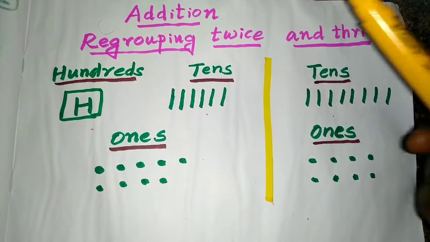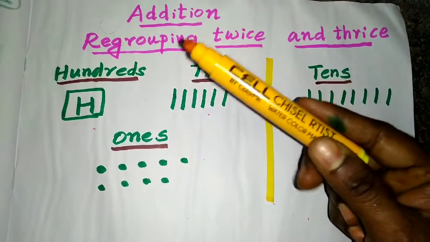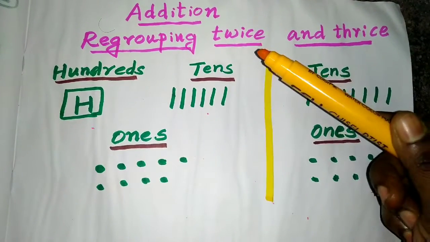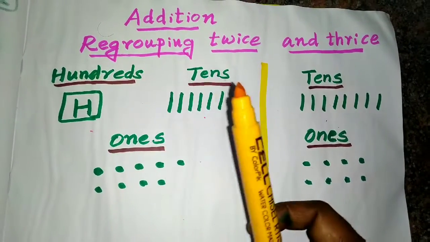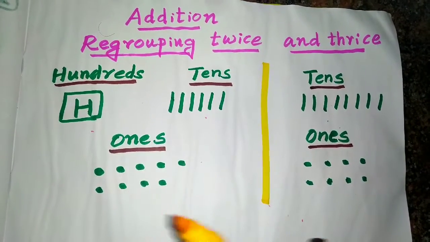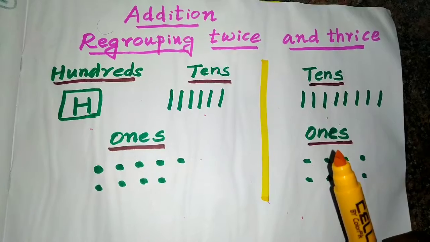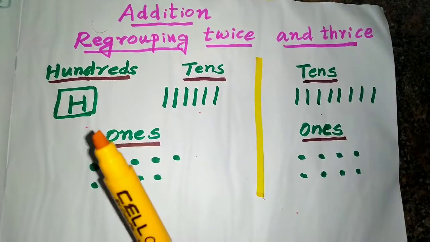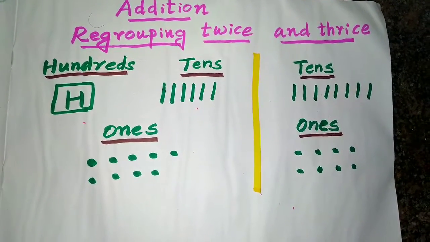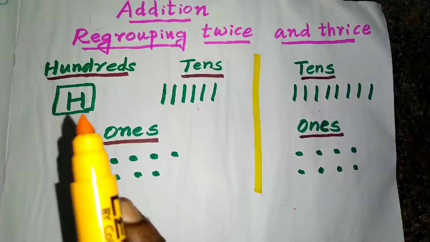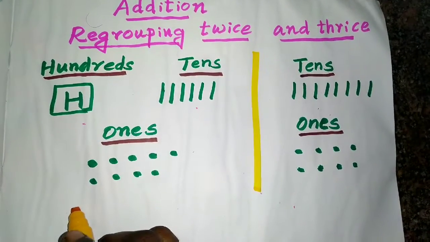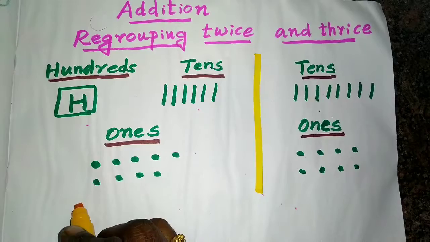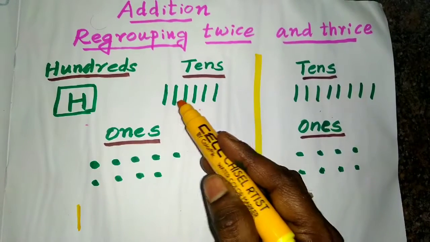Today we are going to see addition, regrouping twice and thrice. In regrouping twice and thrice, I am going to do the sums in pictorial representation to understand easily. I have divided into two parts with hundreds, tens, ones values and another part with tens, ones values. In the first part, in hundreds place, only 100 is given.